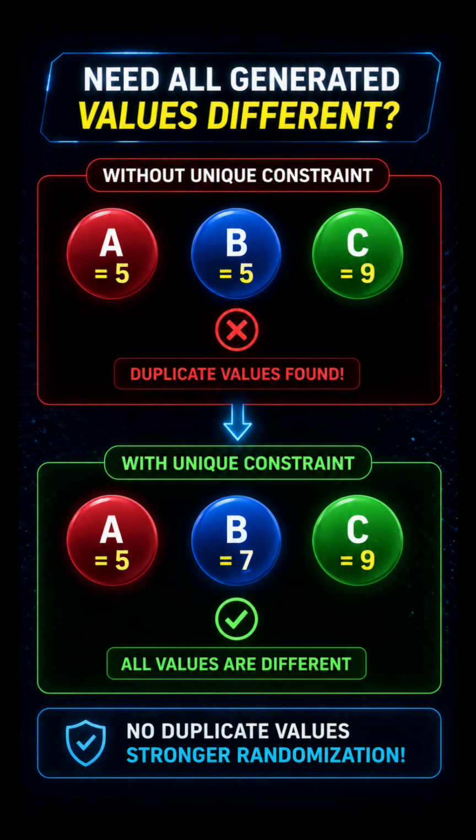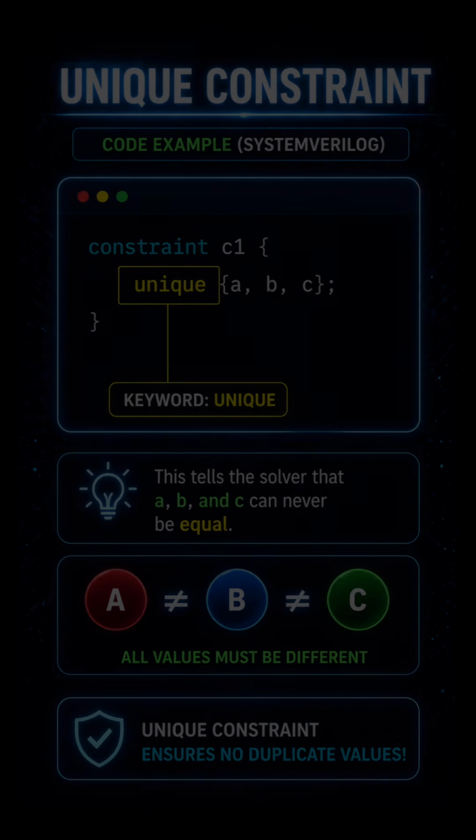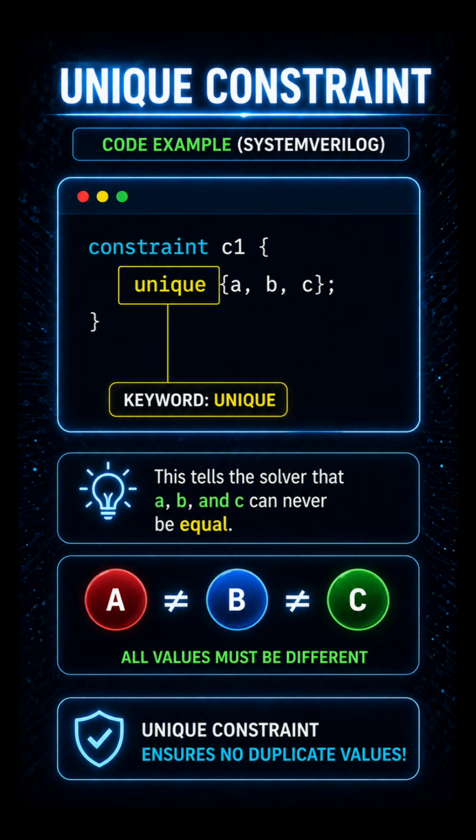Now unique constraint. Let's move to another very useful concept, unique constraint. In many verification scenarios, we want all generated values to be different. For example, transaction ID should not repeat. Addresses used in the test should be different. Packet number should be unique. Without SystemVerilog support, we would need to manually compare values and remove duplicates, which becomes messy. Instead, SystemVerilog gives us a very elegant solution.